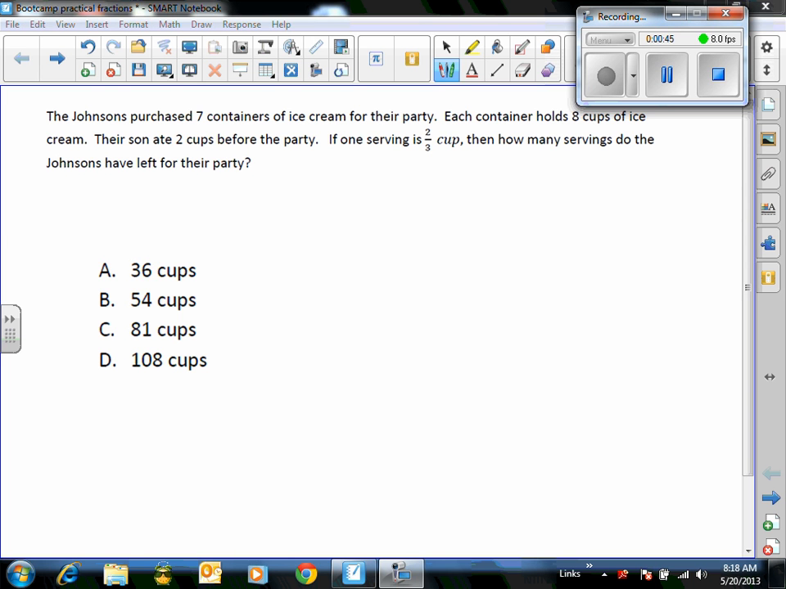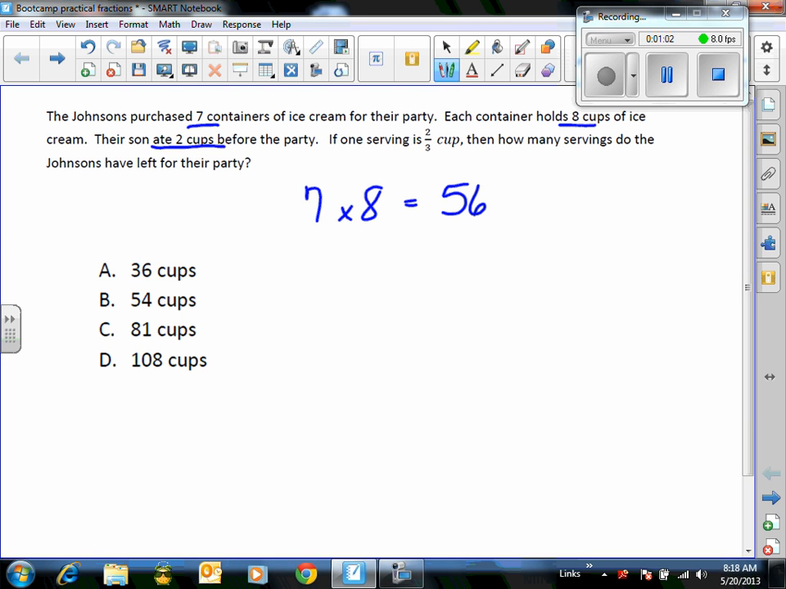So the first thing I'm going to do is take those 7 containers and multiply them by 8 to figure out how many total cups of ice cream I have. And I'm going to get 56. The next thing I'm going to do is take away those 2 cups that the son ate, and we're left with 54 total cups of ice cream.